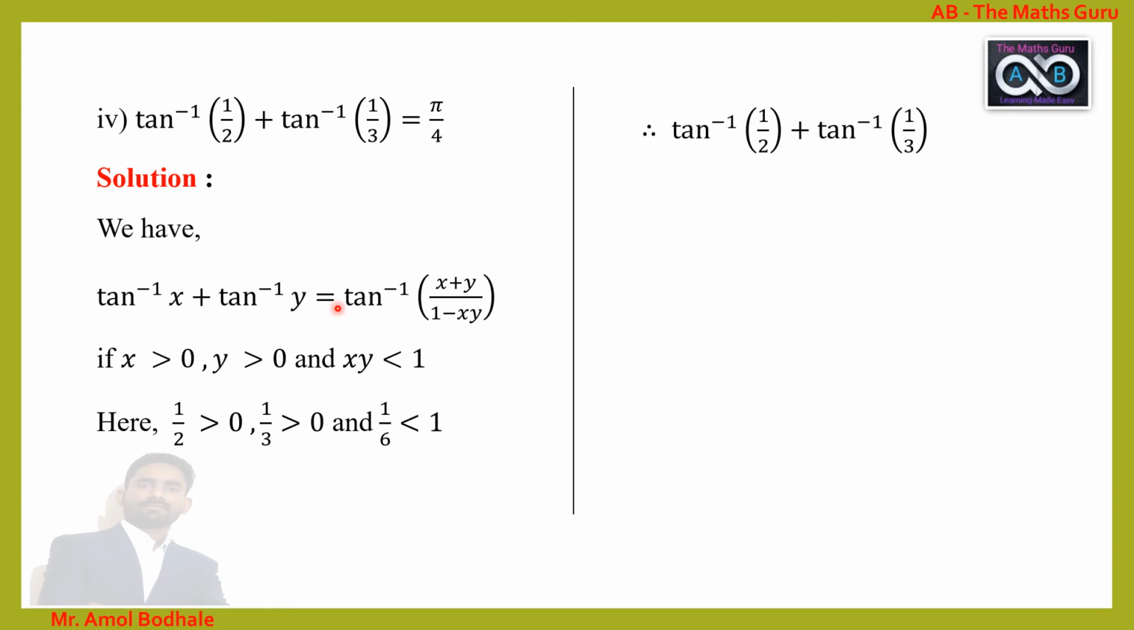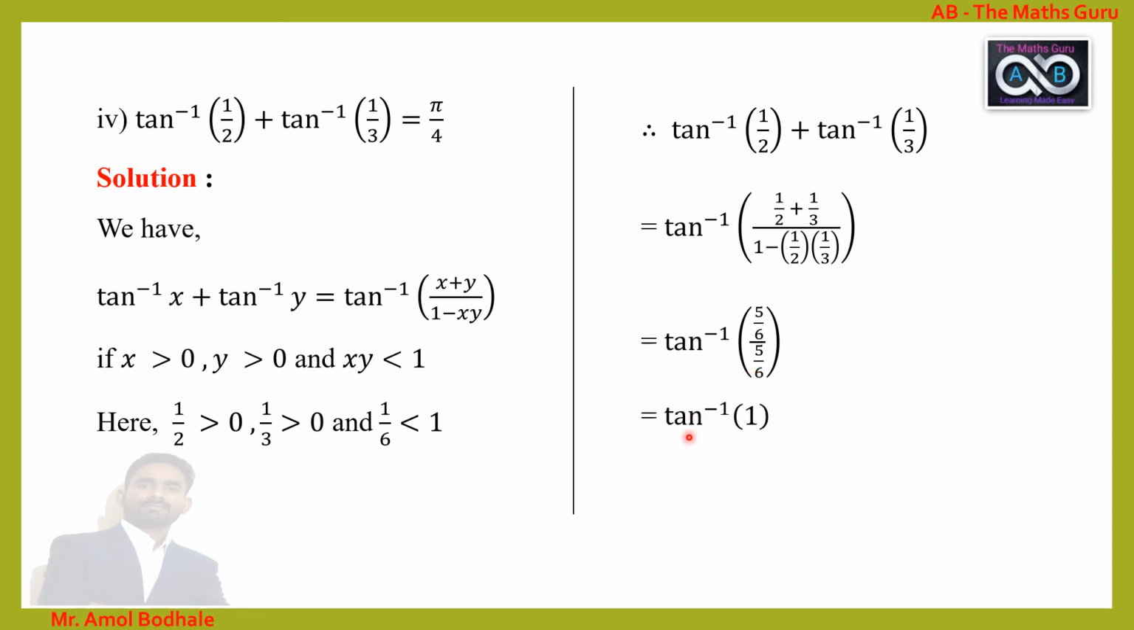So here we can write tan inverse of 1 by 2 plus tan inverse of 1 by 3 as tan inverse of 1 by 2 plus 1 by 3 upon 1 minus 1 by 2 into 1 by 3, using this property. Therefore 1 by 2 plus 1 by 3, by taking the cross product, is 3 plus 2, which is 5, upon 2 into 3, which is 6. Similarly, 1 minus 1 upon 2 into 3 is 1 minus 1 by 6, which gives 5 by 6. So 5 by 6 and 5 by 6 cancel, and we get tan inverse of 1, which is pi by 4. We get the RHS.